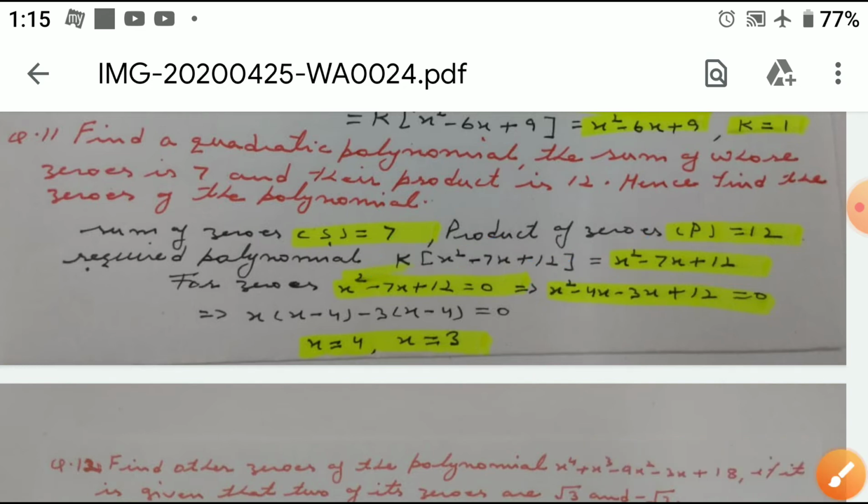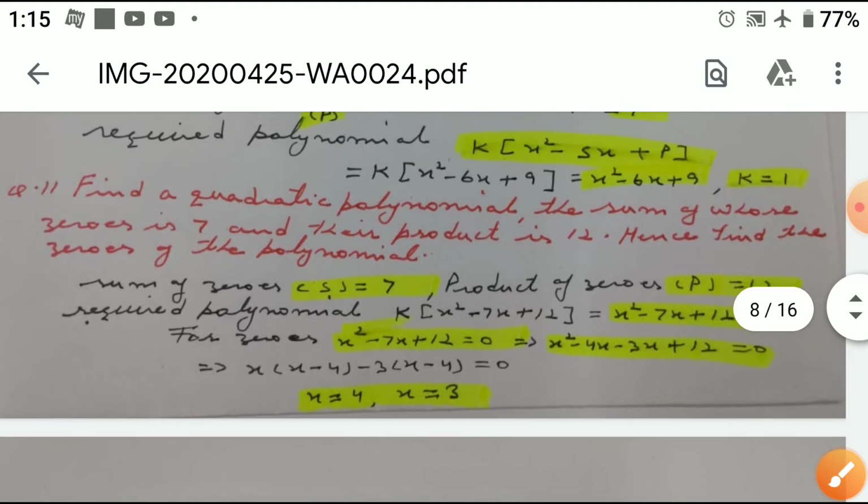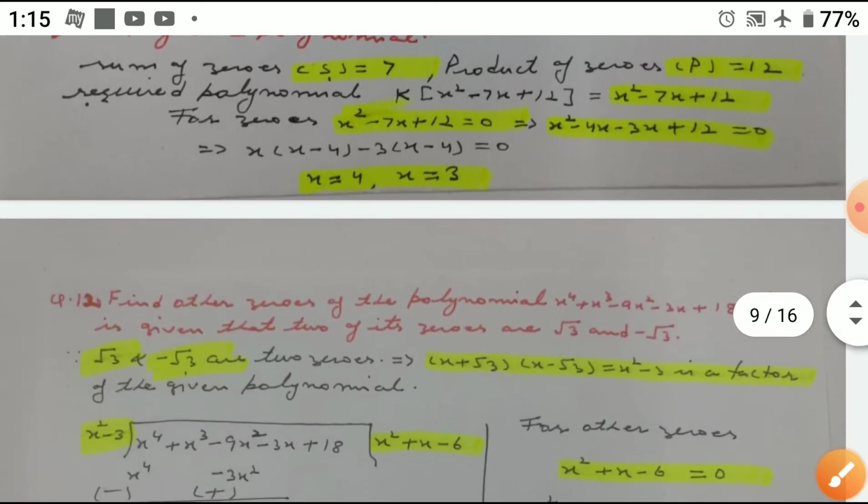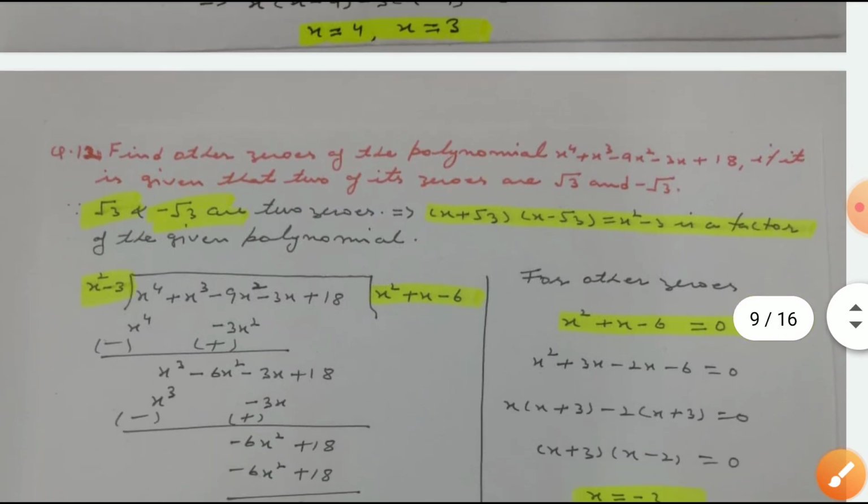Now by splitting the middle term, find the zeros of x square minus 7x plus 12. So x square minus 4x minus 3x plus 12 is equal to 0 here. Clear? So you can take x common, x minus 4, minus 3 common, x minus 4 here. So x is equal to 4 and x is equal to 3. They are the two zeros of the polynomial. Now come to question number 12. Question number 12 is a very important question with respect to the CBSE.